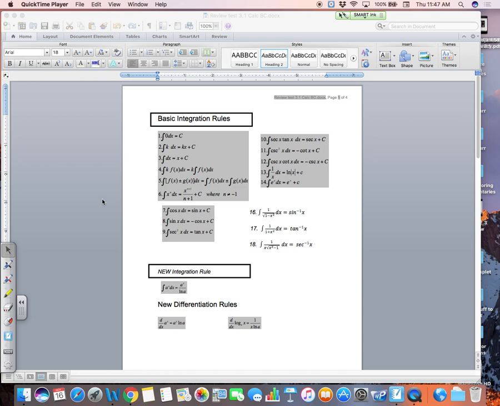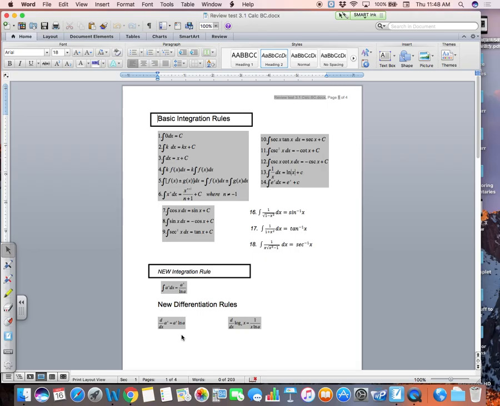Okay, so I have all the integrals there that you should know because they're just opposite derivatives, right? The new rules we learned were the different bases. The integral of a to the x is a to the x divided by the ln of a. The derivative of a to the x is a to the x ln a, and the derivative of log base a is 1 over x ln a. So you should know those, okay?